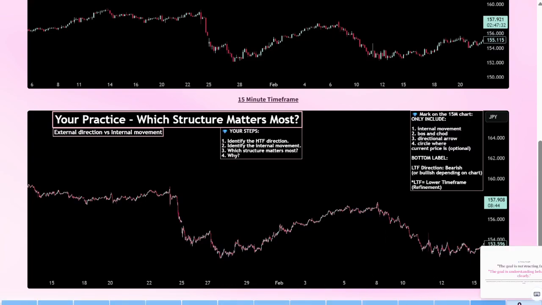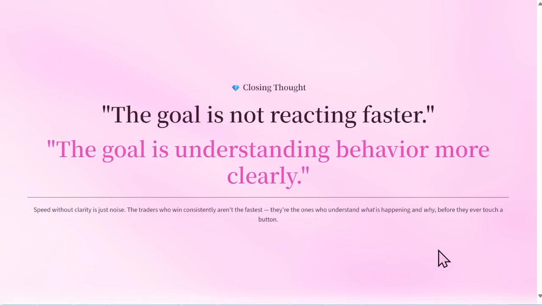All right, last one before we go. Remember, the goal is not reacting faster. The goal is understanding behavior more clearly. Screenshot this if you need it, because it's so true. Like, these are gold. How do I know? Because I am a trader that's still trying to figure it out.